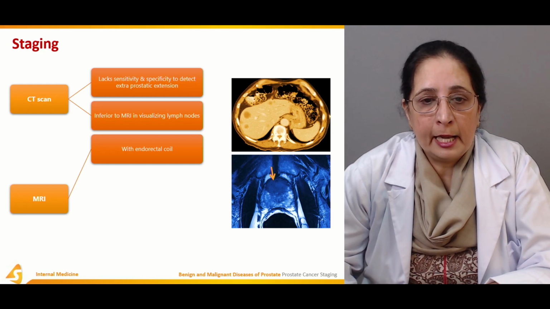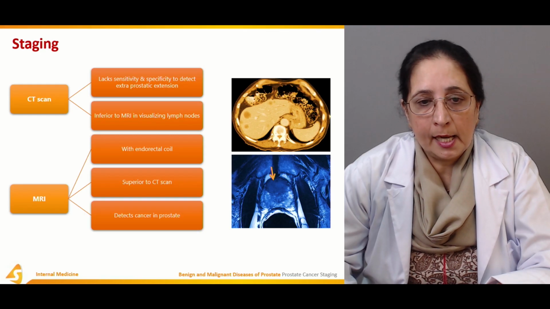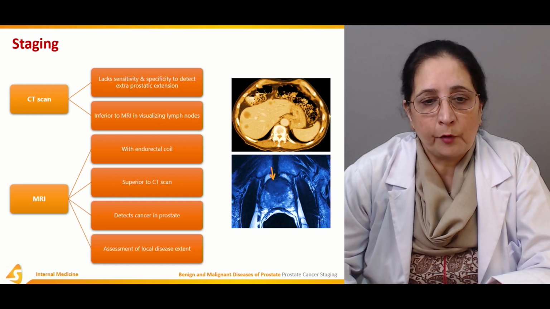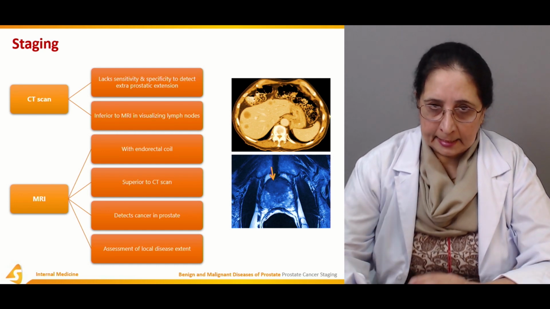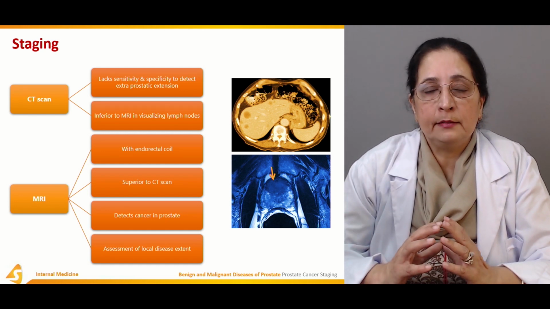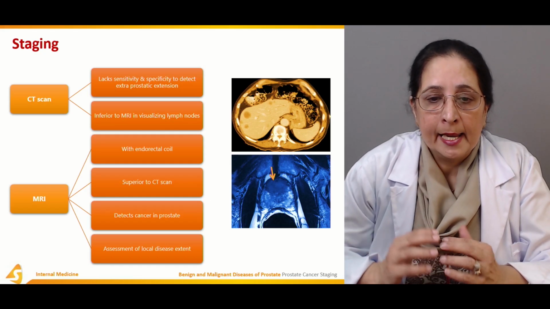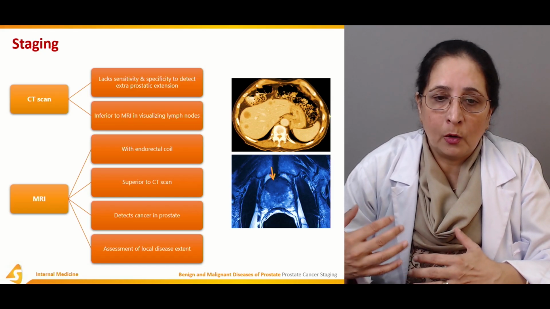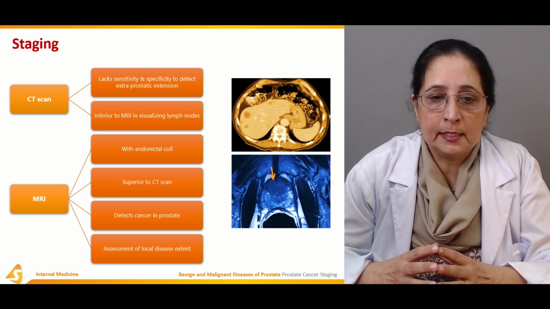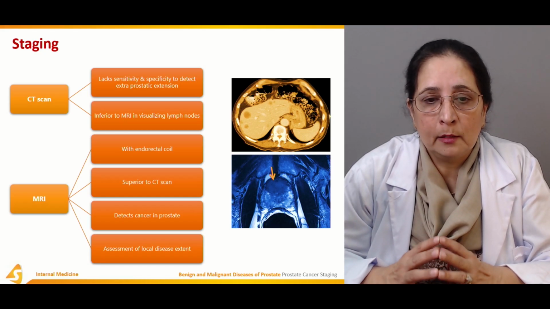MRI with the endorectal coil is superior to CT scan in detecting cancer in the prostate and in the assessment of local disease extent. So MRI is very effective as compared to CT scan in detecting the extent of the disease, how far the disease has extended, and it detects the cancer in the prostate.